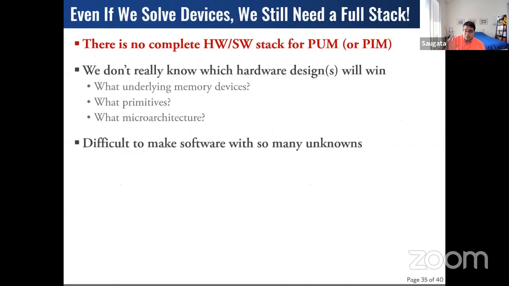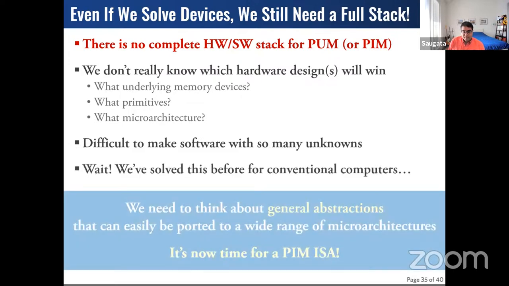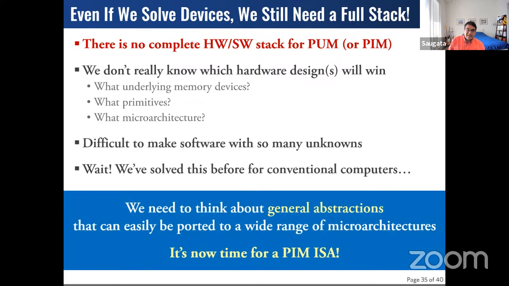But even if you solve the devices and the architecture, there's still a need for a full stack. And part of the problem, I'd argue, for this full stack is that we don't know which of the devices is going to win. So nobody wants to sit here and write software for the architecture that might lose, right? We don't know what a primitive is going to use. We don't know what underlying microarchitecture is going to have. But this is nothing new, right? We solved this in 1964 with ISAs. And we can do this again and argue we're finally at a point of critical mass where we want to move forward and build that full stack. We now need to think more than ever of a universal PIM ISA that can be applied across all of these different architectures.